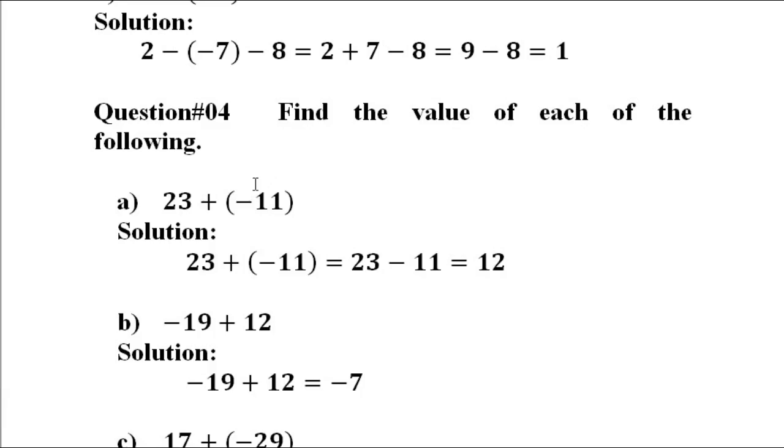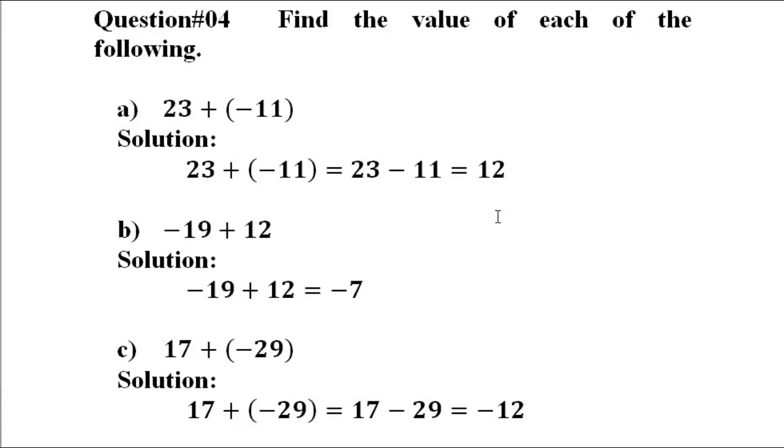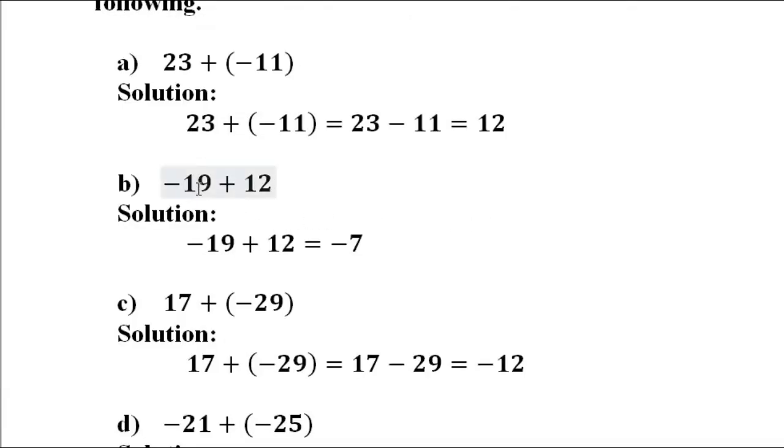The first part of the question is 23 plus -11. Multiply the positive sign by -11, which results in -11. Next, 23 minus 11 is equal to 12. The second part of the question is -19 plus 12. The one-step answer is -7.